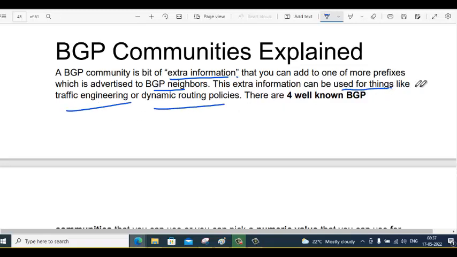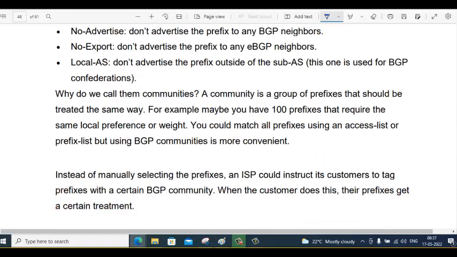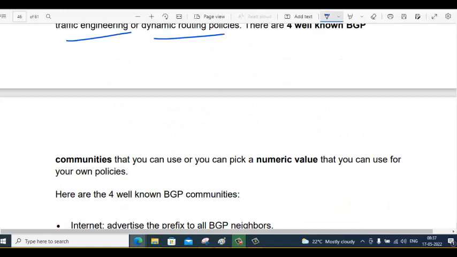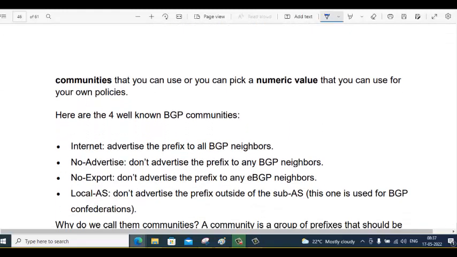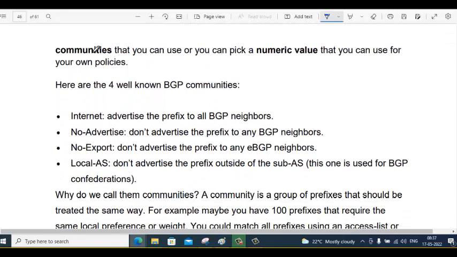I gave you an example. I want to send through the IP signal, or I want to send through MPLS, like that. So community is nothing but coloring, tagging. Tags using a numerical value.